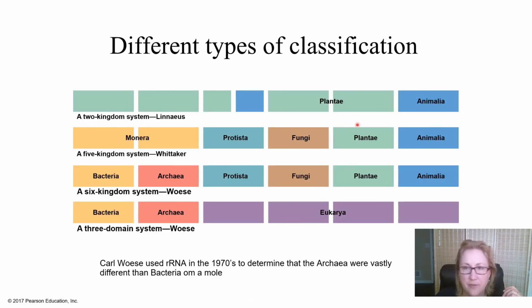So when Linnaeus first started to classify things, everything was in two categories. There were only two kingdoms, plants and animals. And everything that was photosynthetic was a plant. Everything that could move was an animal. And this created some problems. Fungi ended up in the plant kingdom because, of course, they can't move.